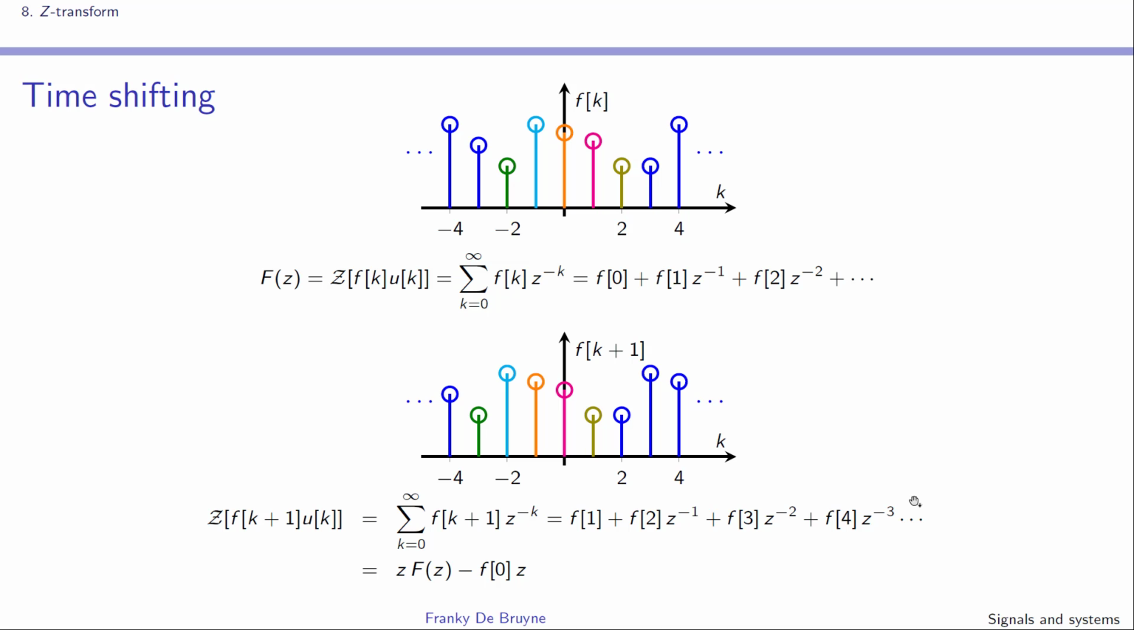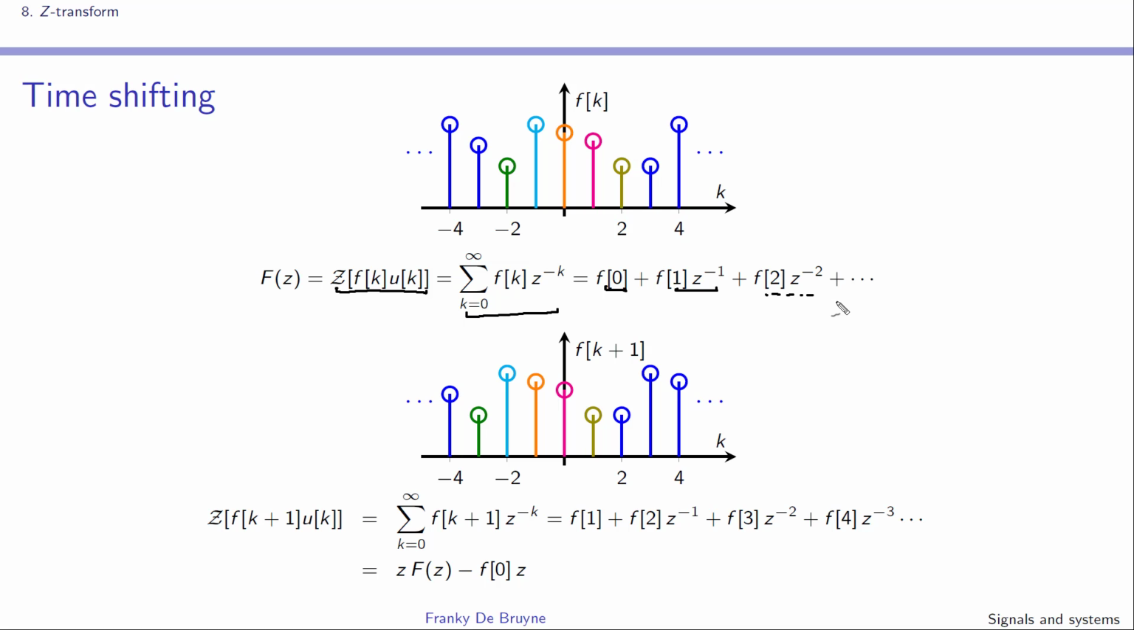Let us have a look how you can take time shifting into account. We work with the one-sided z transform, and we start from a sequence f of k that is not necessarily causal, but if you take the one-sided z transform, you only take the causal part, and this is of course the definition, right? So it's easy. You take f0 z^0, so this is f0, and then f1 z^-1, etc.